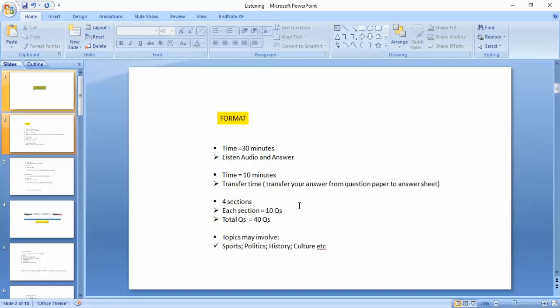In IELTS, there are four sections in the listening module, and in each section there will be 10 questions. So the total will be 40 questions, and topics may involve sports, politics, history, or culture, etc.